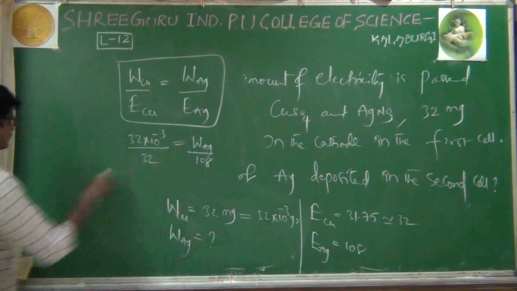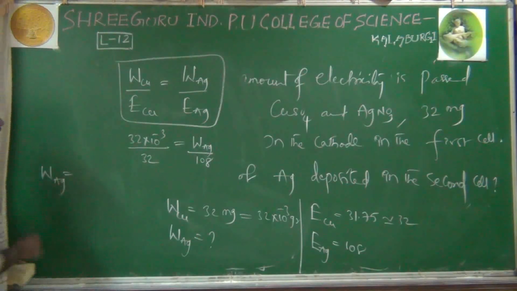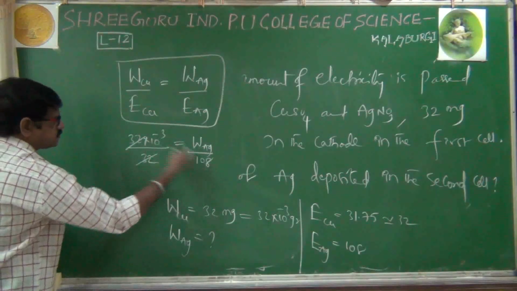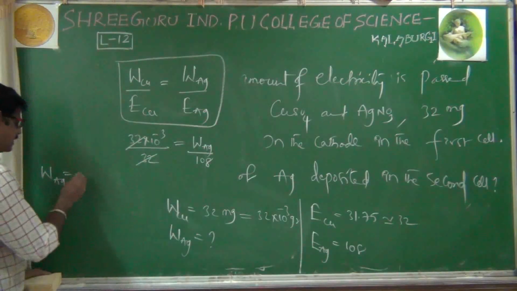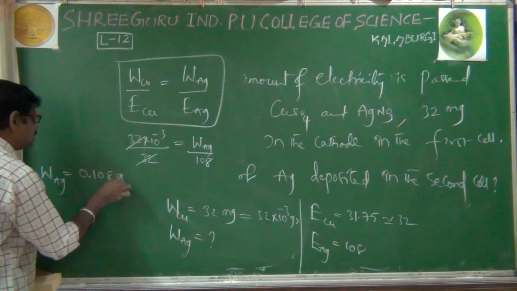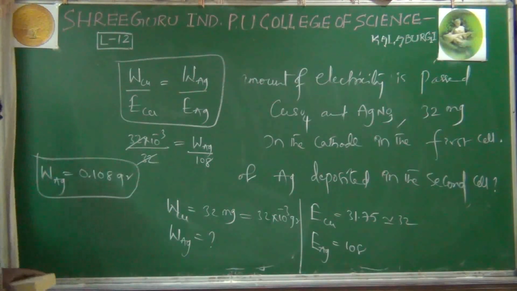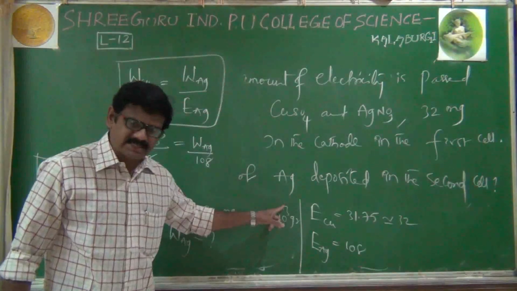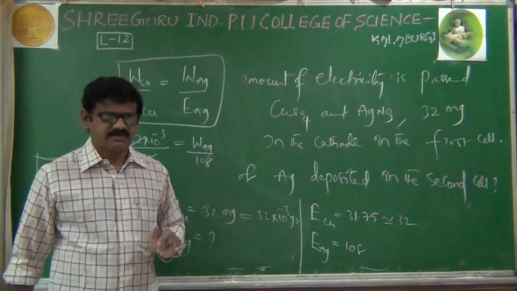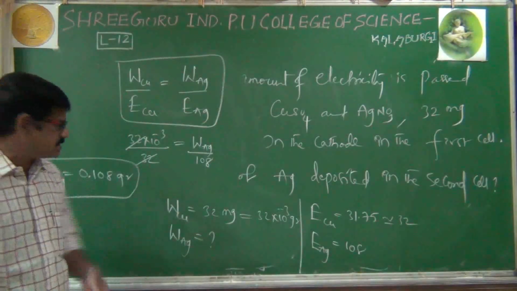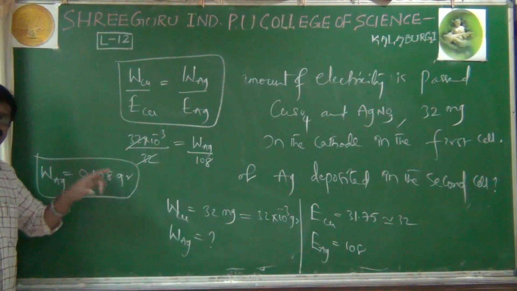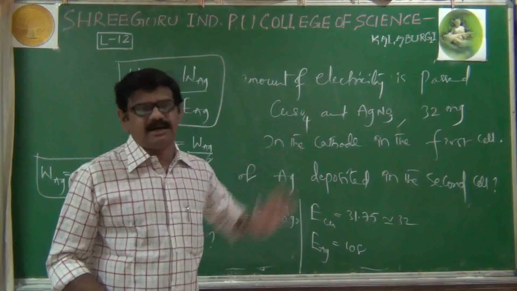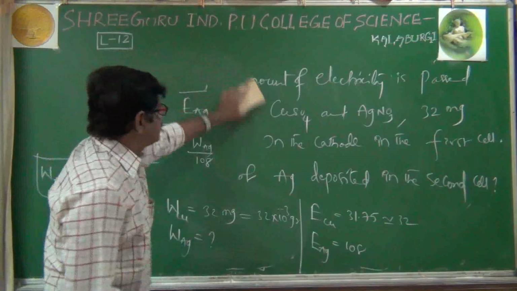Okay. Now we bring the mass of silver to the LHS. Mass of silver equals, then 32 we can cancel, and if you multiply 108 into 10 to the power of minus 3, you will get 0.108 grams as your answer. That's all. Copper deposited is 32 into 10 to the power of minus 3 grams in the first cell. In the second cell, 0.108 grams of silver is depositing. This is purely based on Faraday's second law. Right. Now we'll go to another question.